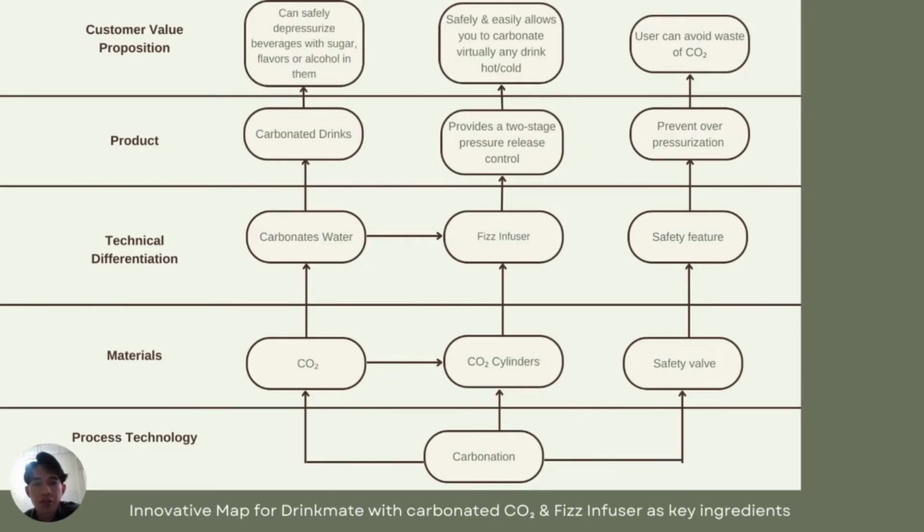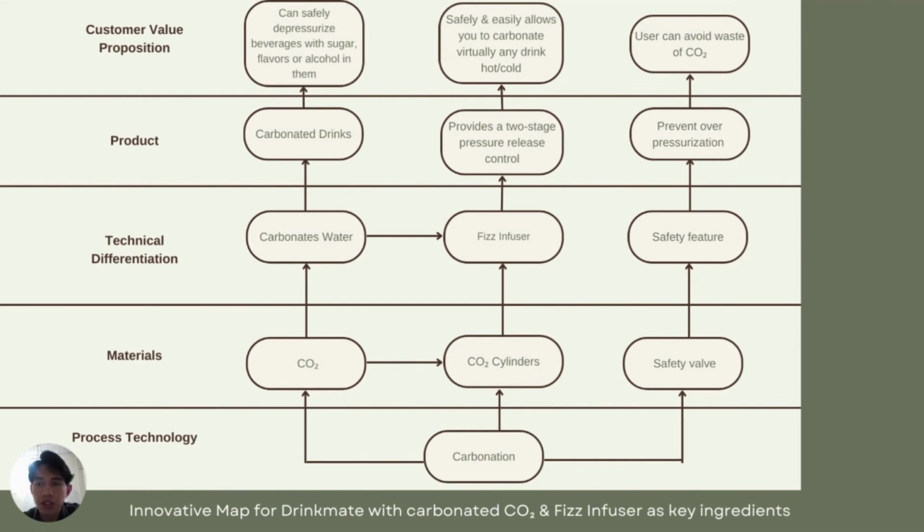Hi, my name is Mohammad Shafiq Shazwan. Now I will explain about the innovation map, which is based on DrinkMate. It is specially engineered to carbonate any drinks with the process technology, which is carbonation, whereby the machine uses CO2 gas, which is contained in specially designed CO2 cylinders. Carbonation occurs when carbon dioxide dissolves in water or an aqueous solution. Carbon dioxide doesn't easily dissolve in water under everyday conditions. To make this happen, manufacturers need to increase the pressure in the can and keep it at a low temperature.